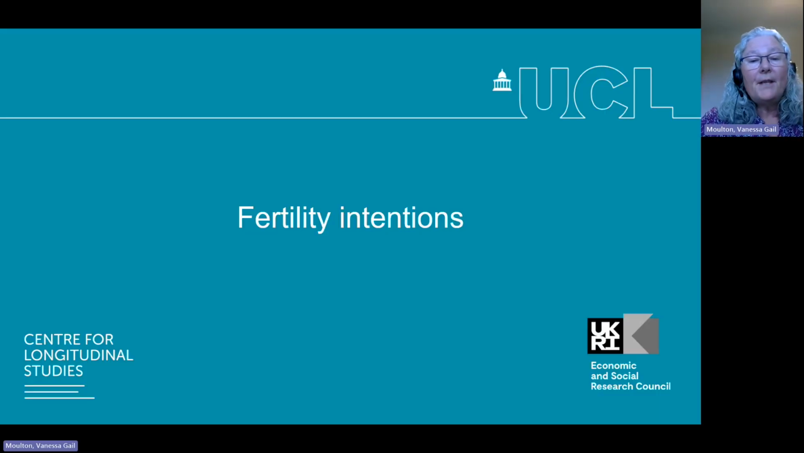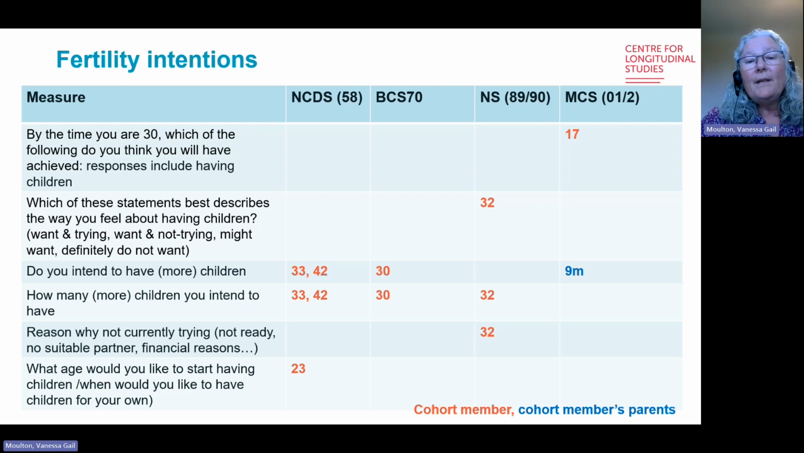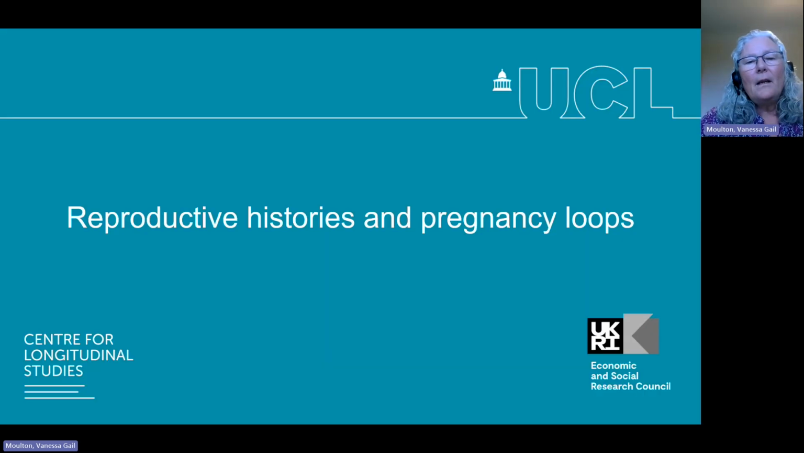So moving on to fertility intentions, this captures the cohort members' intentions to have children or have more children if they already have some, and the reasons why. So here we can see that we have some quite similar measures for the NCDS 1958, the BCS 70, and the Next Steps studies in adulthood, including intention to have children, number of children they intend to have, and in Next Steps, reasons why not. The Millennium Cohort Study are currently a little young to capture this detail, but they will age into these questions.